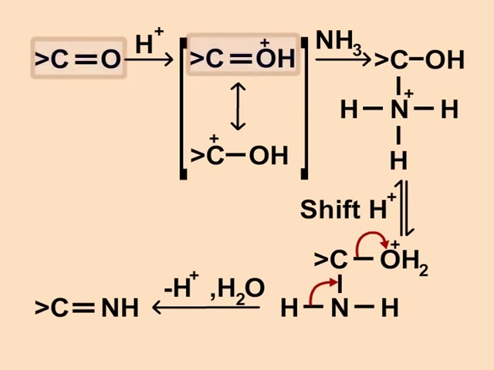A pH in this range protonates the carbonyl oxygen atoms, forming a carbocation that is more susceptible to nucleophilic attack by the ammonia or amine than is the unprotonated carbonyl group. A lower pH would protonate the ammonia or amine to a greater extent, reducing its nucleophilicity.